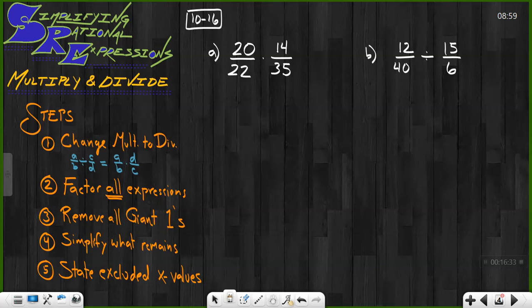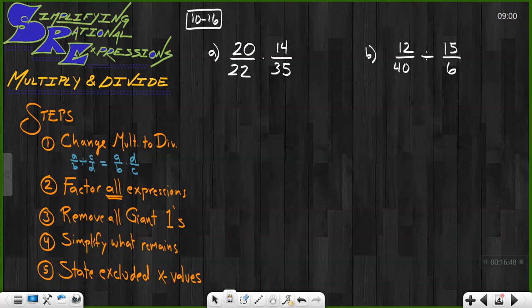Let's look at our steps. These are the official steps now. Step number 1, change your multiplication to division. All right, change your multiplication to division. Go ahead and do that in 16. Try and do that now. Try to follow all these steps for A and B.